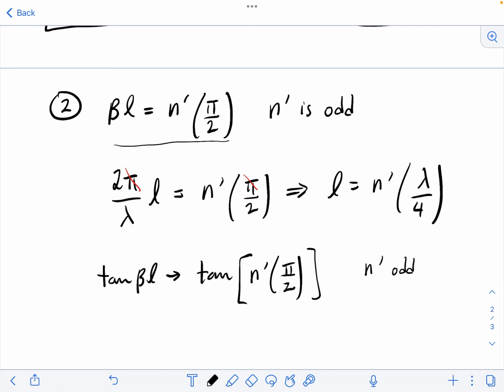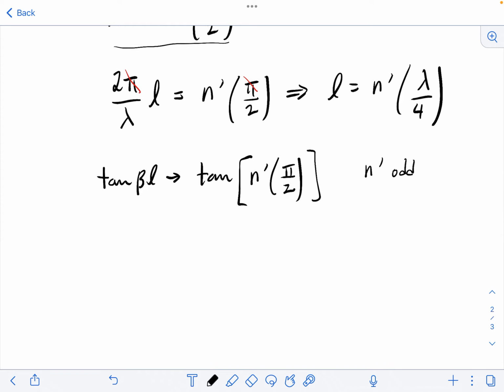Okay, so tangent is sine over cos. Sine of pi over 2 is 1. Cos of pi over 2, or any odd multiple of that, is 0. And so we have 1 over 0, and in this case tan beta L is equal to infinity. In fact, plus or minus infinity, because if we were at 3 pi over 2, the sine would be minus 1, so it would be plus or minus infinity.